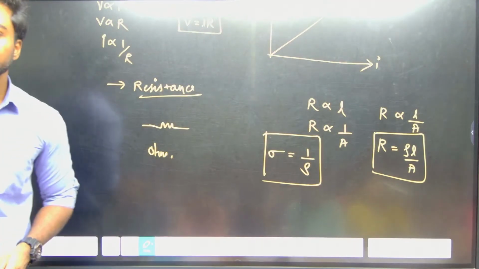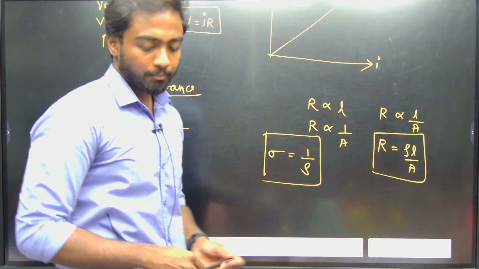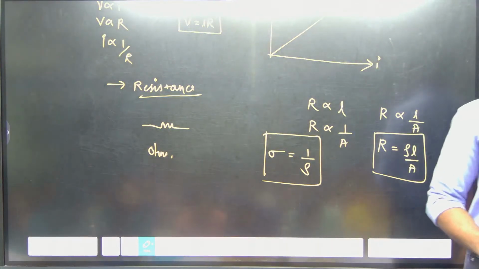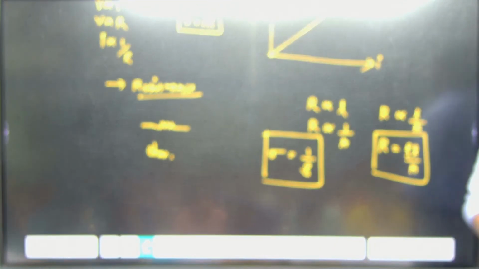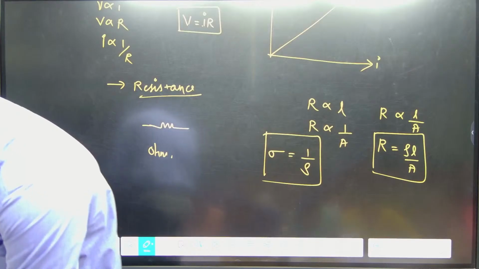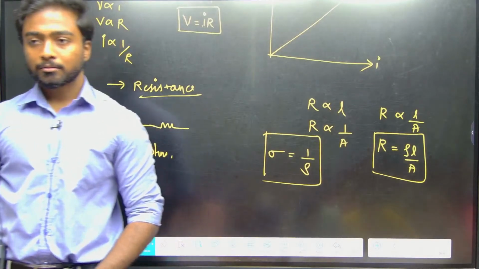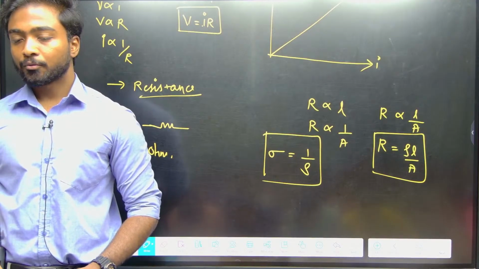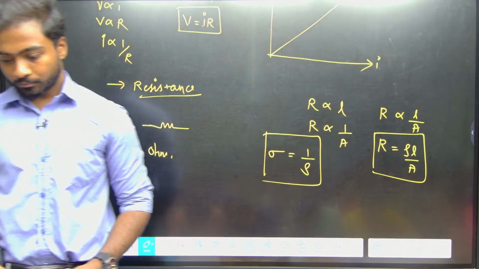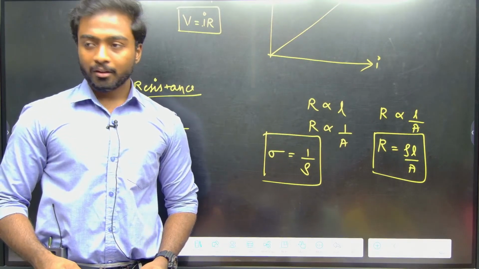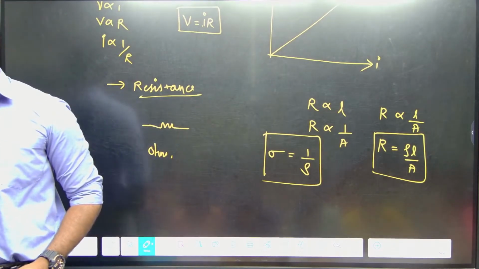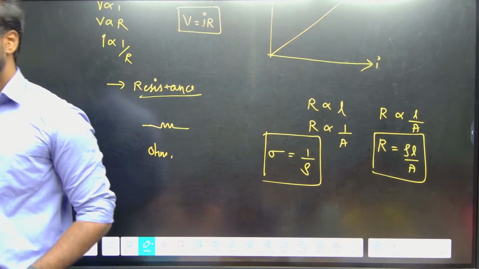Write down the next point. Resistance also depends upon the temperature. First point: under this first point, the resistance of a conductor increases with temperature.